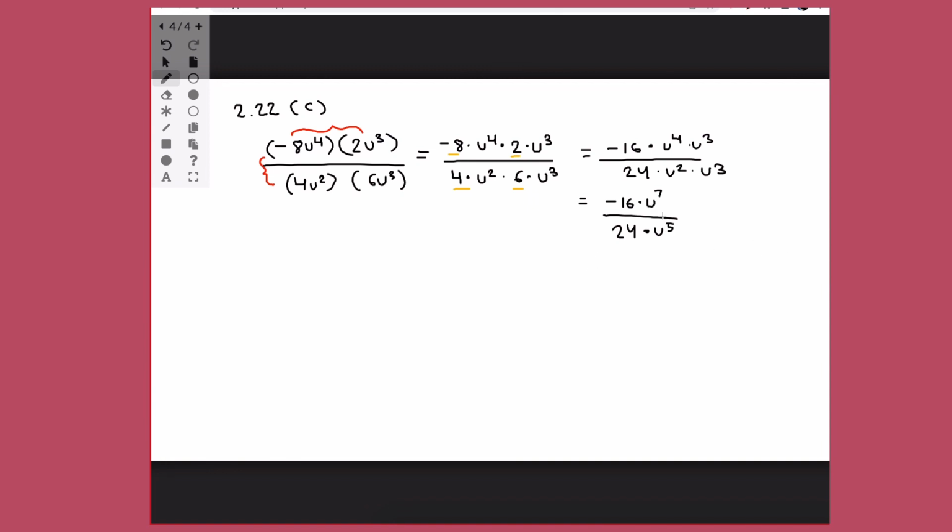So then once again you can rewrite this as minus 16 over 24 times u to the 7th over u to the 5th, since we're just multiplying these two fractions. Okay, and then this first term simplifies to minus 2 over 3. And then the second one, we can use our division rule for exponents to get u squared. And here we just simplify the fraction, which I think hopefully everyone knows how to do.